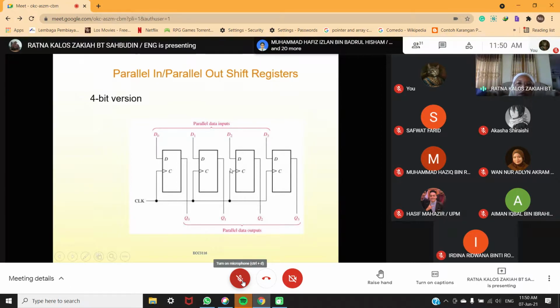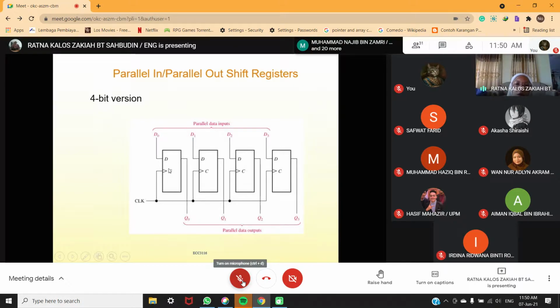Okay, now this is a parallel-in, parallel-out shift register. This is 4 bits, because you have 4 flip-flops. All the data at the top here is the input, and the output is taken at the Q outputs. So you have here Q0 until Q3. This is parallel data out, yeah?